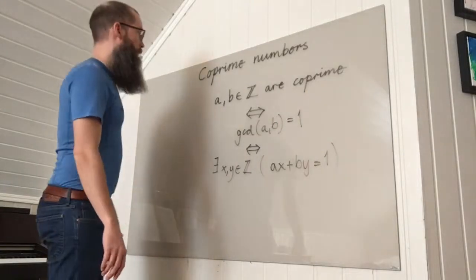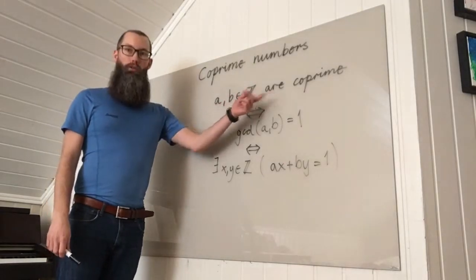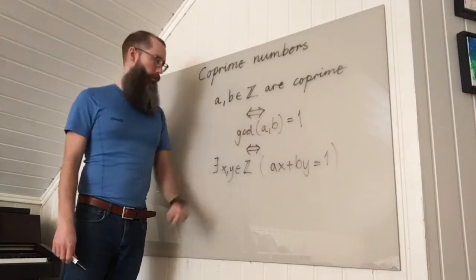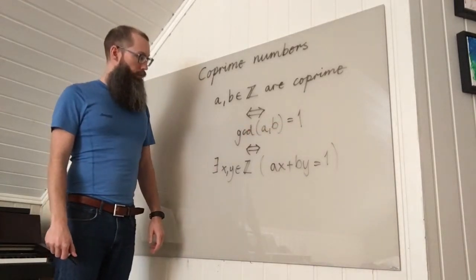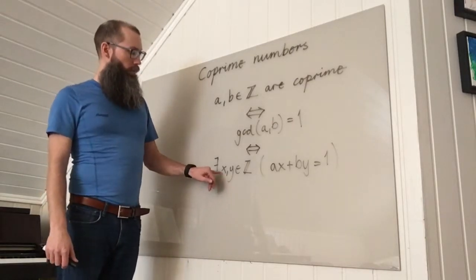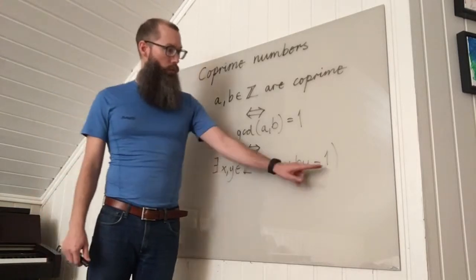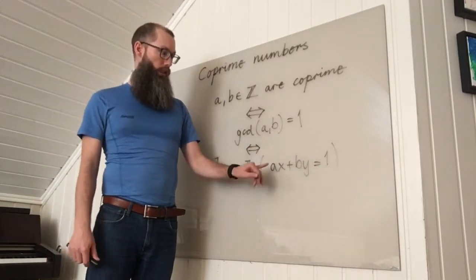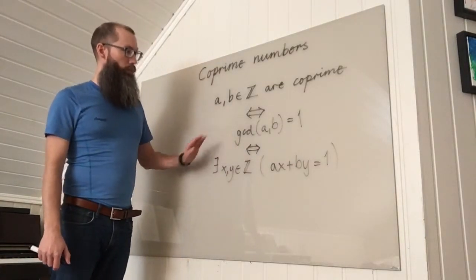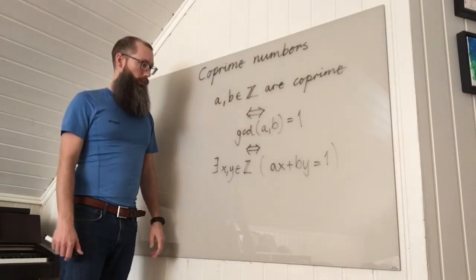Hi, this video is about coprime numbers. Two integers a and b are coprime if and only if the greatest common divisor of a and b is 1. And if you use the extended Euclidean algorithm, you can find two integers x and y so that you can write 1 as a linear combination of a and b. So these are two equivalent descriptions of two coprime integers.